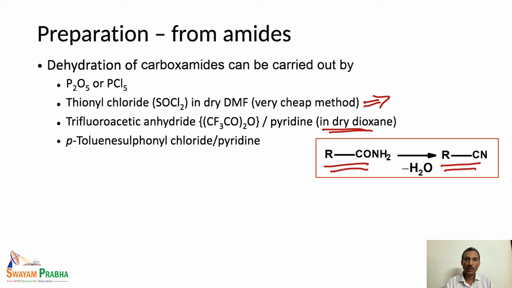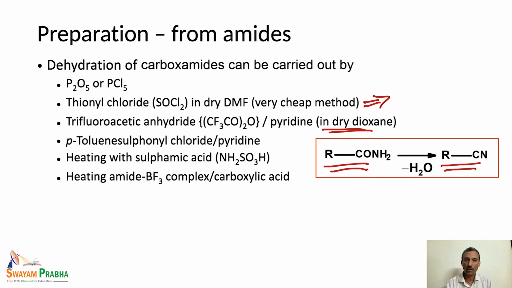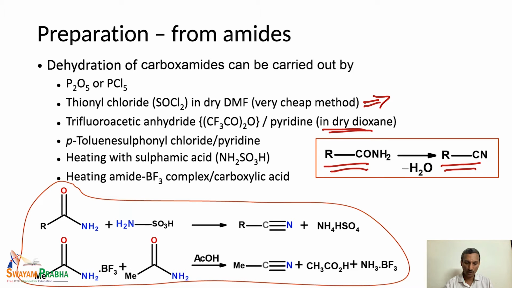And there are also other methods, like the paratoluene sulfonyl chloride and pyridine combination can be used, or heating carboxamides with sulfamic acid, or even heating the amide BF3 complex with carboxylic acid as shown here, all leading to the final cyanide compound. So here we have the carboxamide. This is treated with the sulfamic acid. When these two are heated, we end up with the nitrile as our final product, and ammonium hydrogen sulfate is formed as a byproduct.